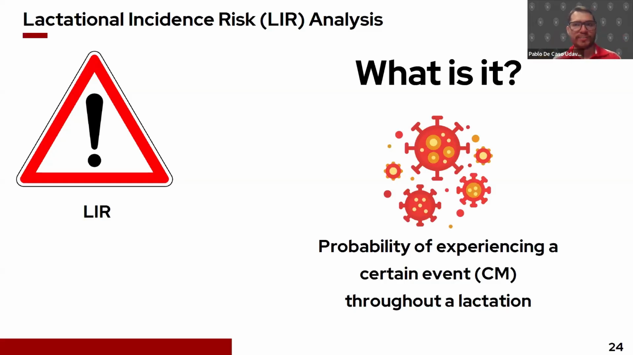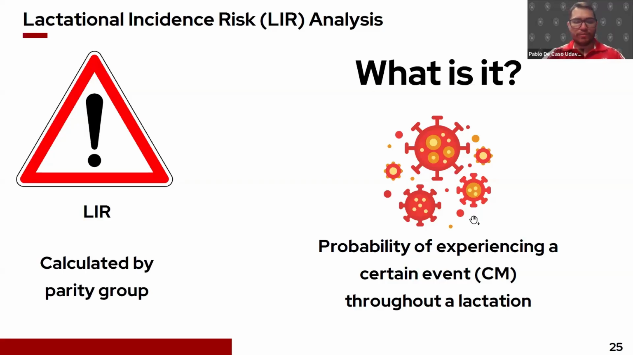There are two states of mastitis. We have the subclinical state and we have the clinical state. The difference between the two is that in the subclinical state, the cow and the milk do not present any visual signs that there's any disease. With the clinical state, the diagnosis depends on a veterinarian or the technicians at the milking parlor. So that comes from visible signs that the cow is experiencing disease, either in the milk or in the cow. And the lactational incidence risk is the probability of experiencing a certain event throughout her whole lactation, right?